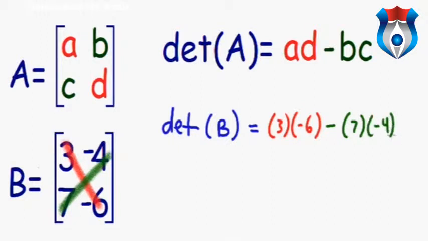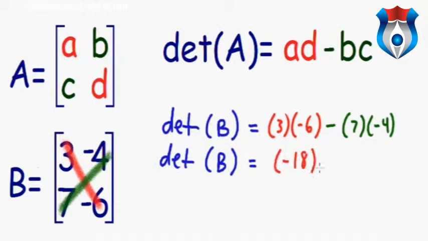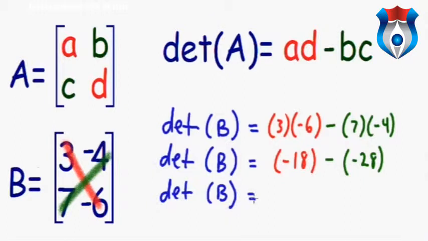And now the only thing that we have left to do is multiplication and subtraction. So the determinant of our matrix B is equal to 3 times negative 6, which is negative 18, minus 7 times negative 4, which is negative 28. So the determinant of matrix B is equal to negative 18 minus negative 28, which is equal to negative 18 plus 28, which comes out to positive 10.